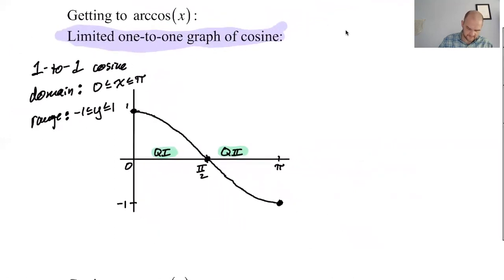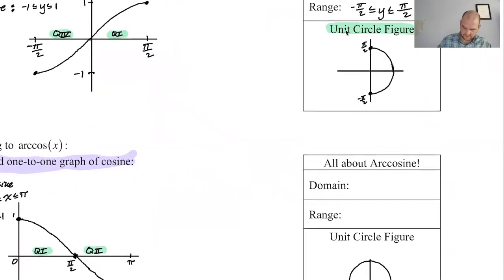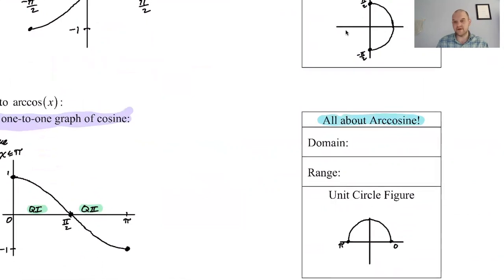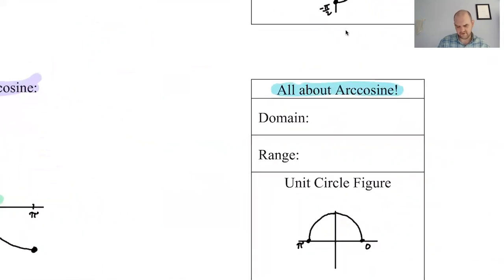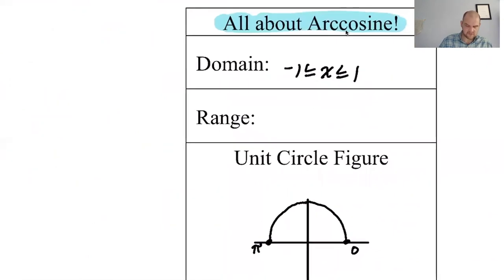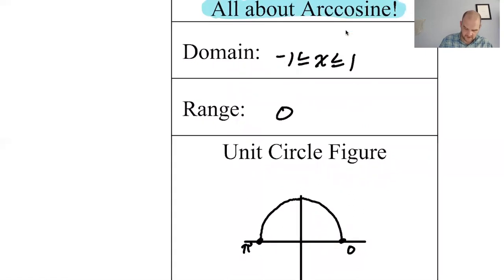So we get this. Then we go over here, and we're going to talk about arc cosine. These are actually about arc cosine, not about cosine, although everything about arc cosine is really about cosine. The domain of this corresponds to the range of the one-to-one function, so it's negative 1 to 1. And then the range of this, which is the weirder one, corresponds to the domain of the one-to-one function. So this is going to be 0 to pi.